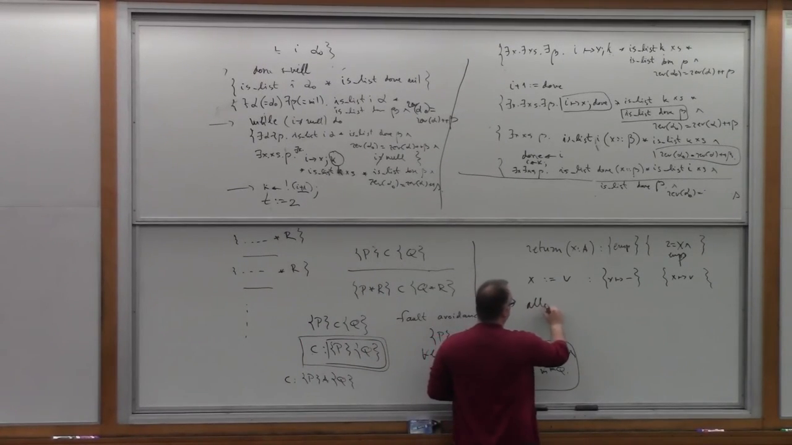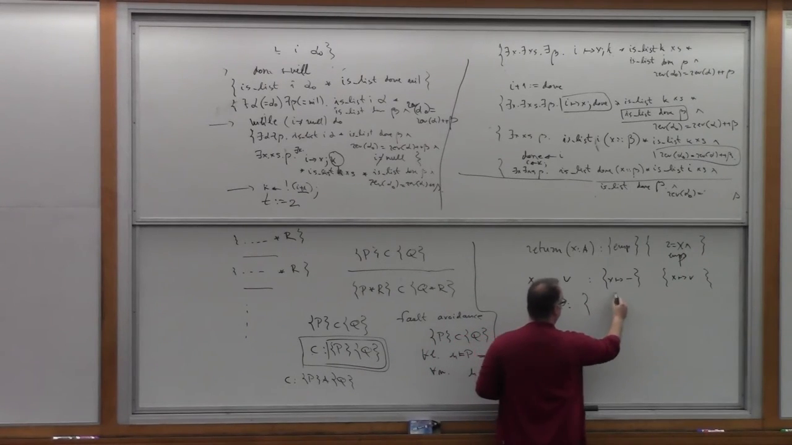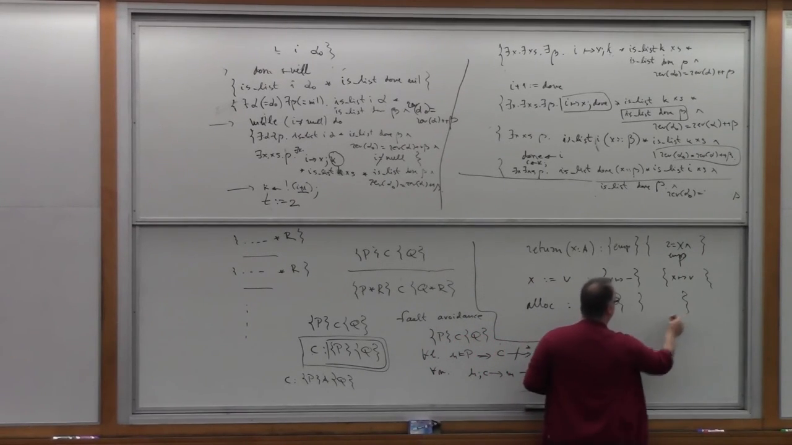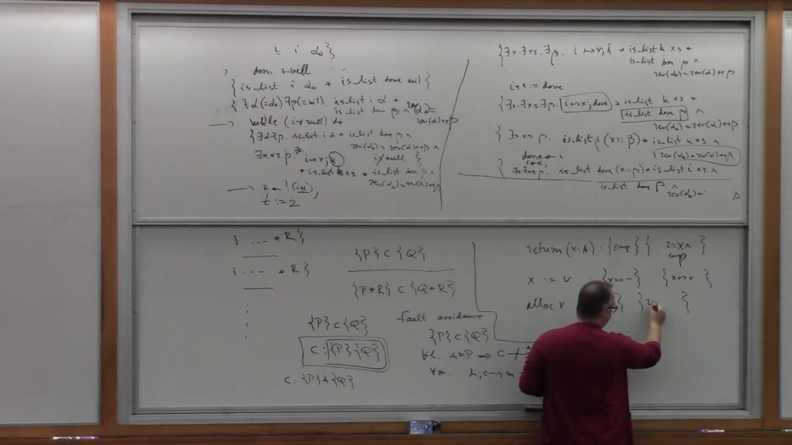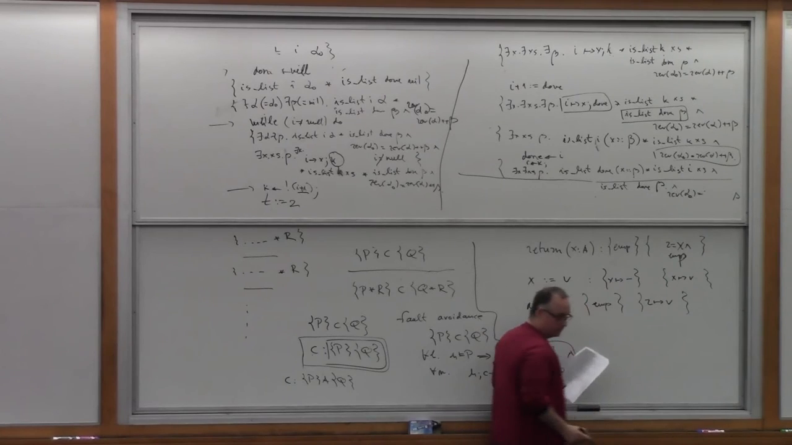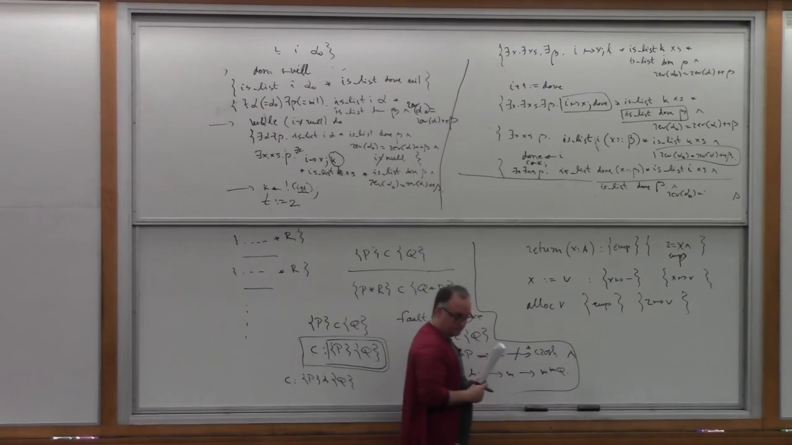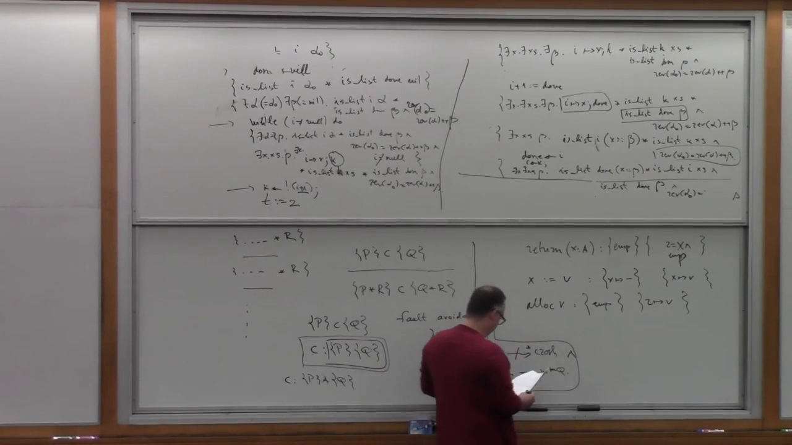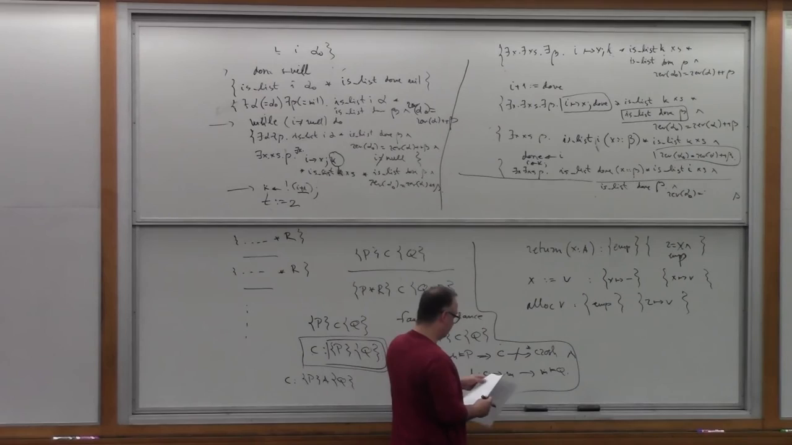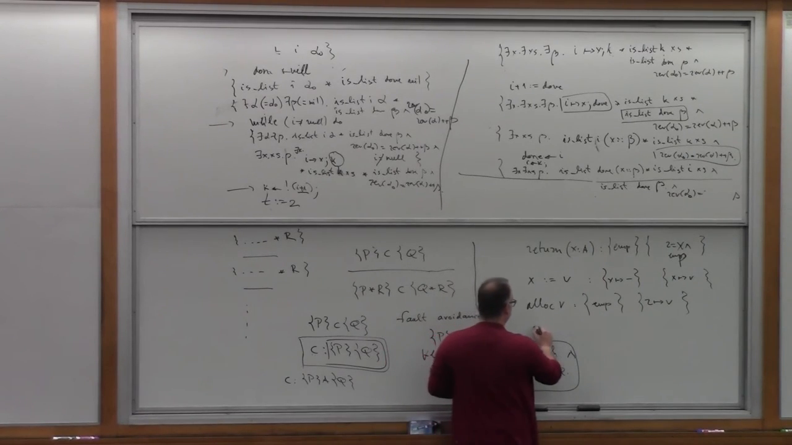Allocation. We start with an empty heap. Oh, I'm sorry. We need to pass some value. And we get as an output some pointer storing our value. Deallocation.